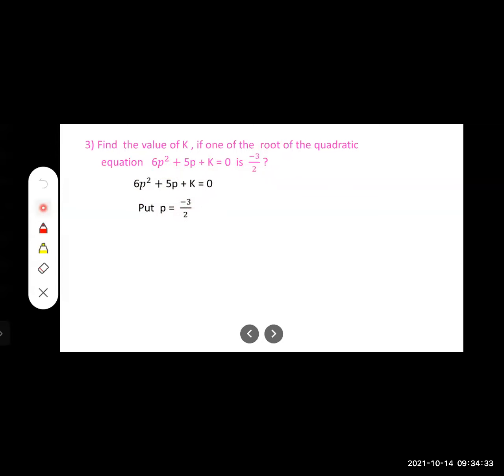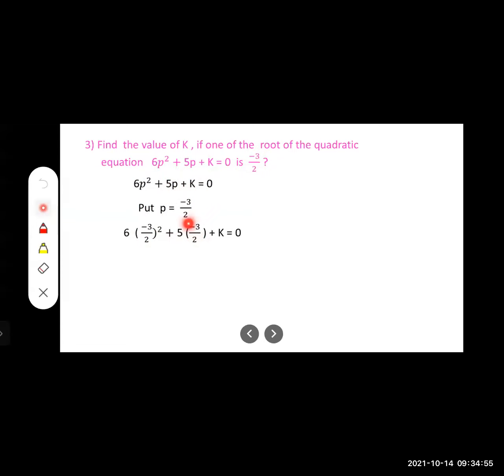Clear, children? Yes. See the next one. What do we have to do? Wherever p comes, we have to substitute this minus 3 upon 2. See, I have written the 6 as it is. P square, plus what I have written? Minus 3 upon 2 whole square. Okay, then plus 5 I have written. Then p.